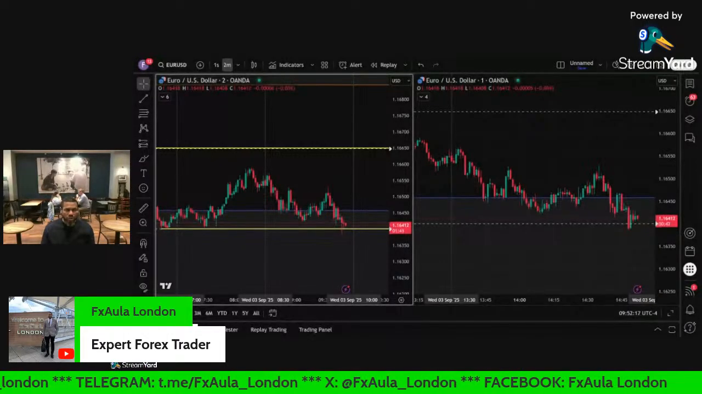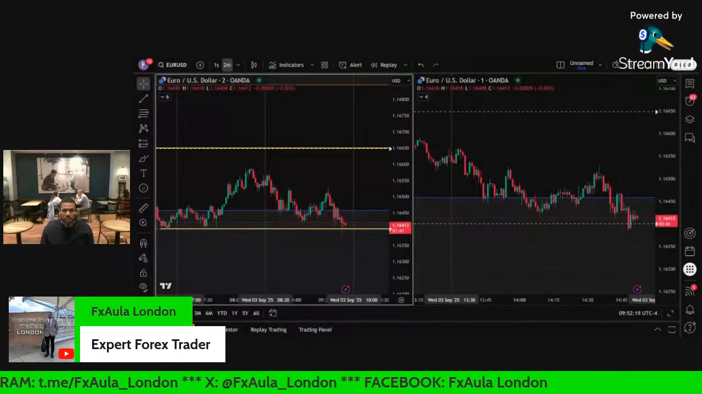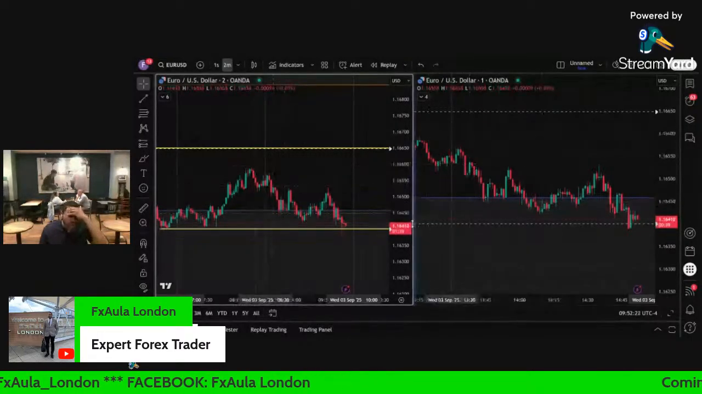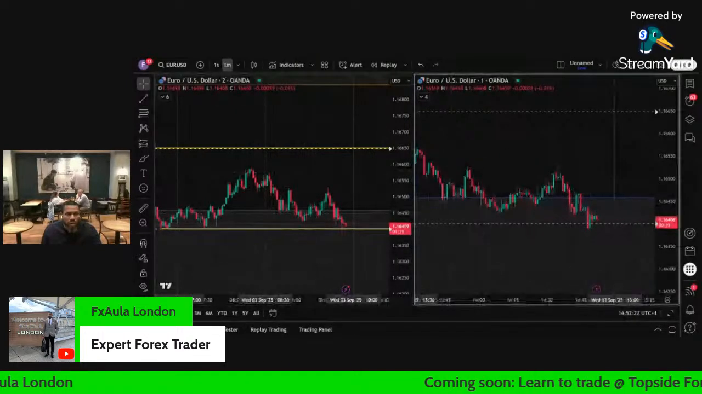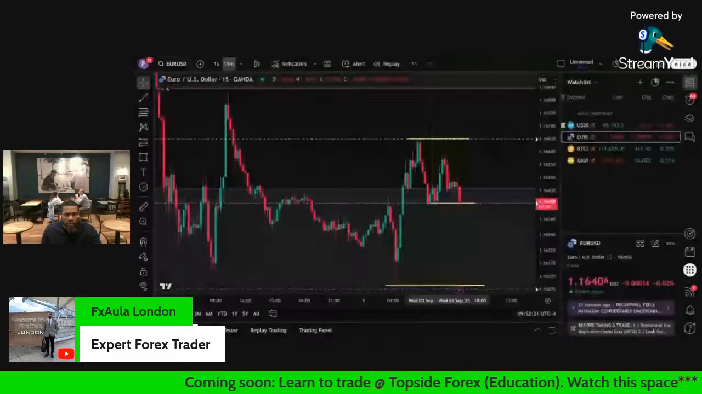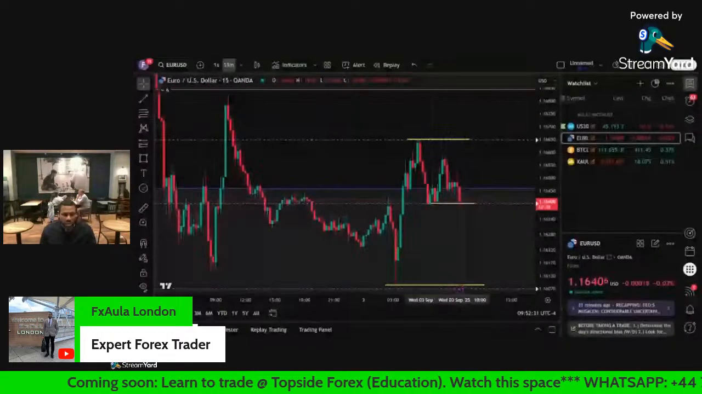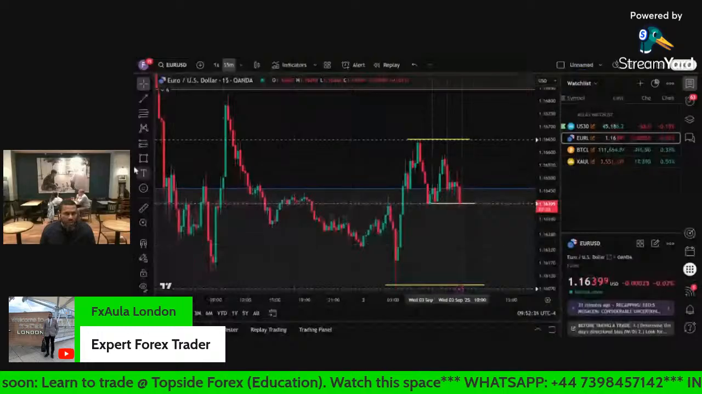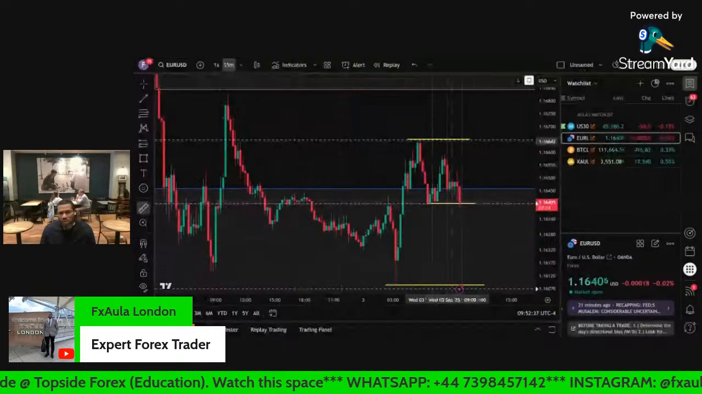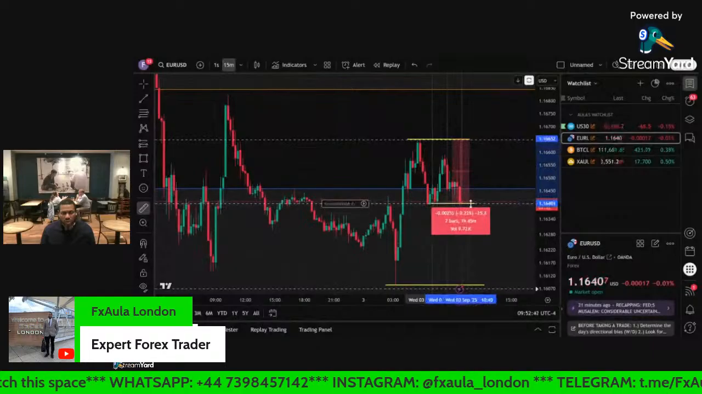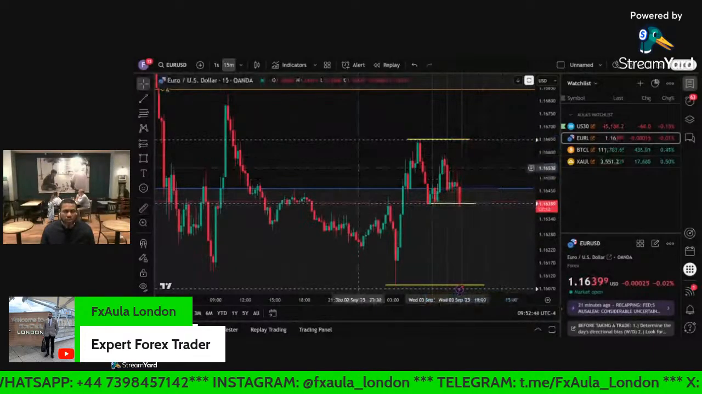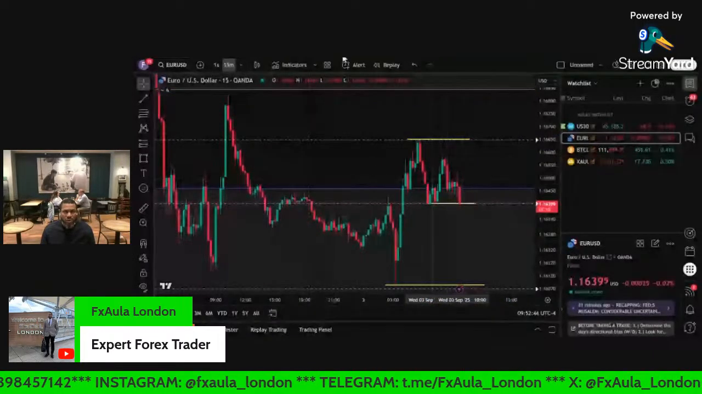Yeah, we have an opportunity over here. So when I look at the range on the 15 minutes, I realize that the 15-minute range seems to be not 20 pips. We have 25 pips. So let's see whether we can trade something.